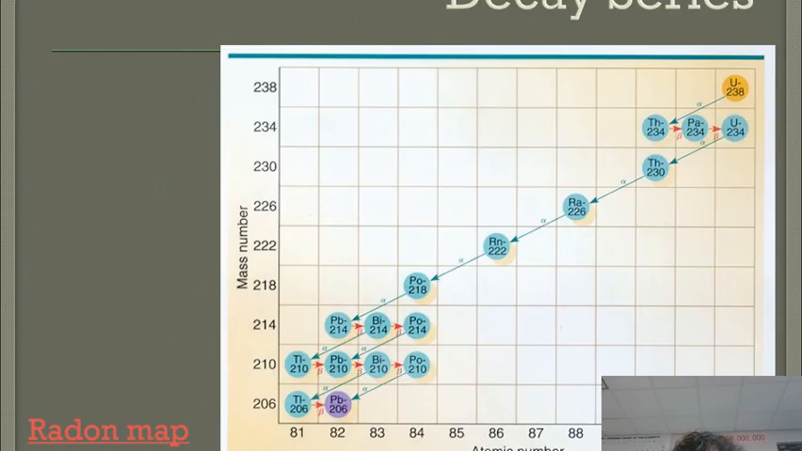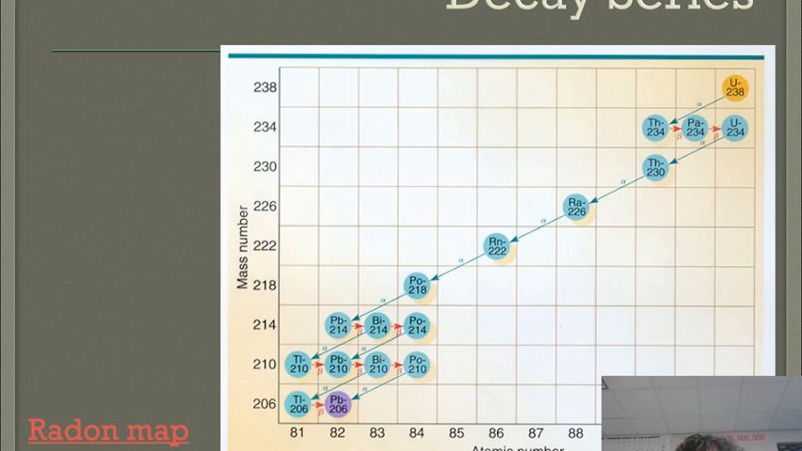A decay series is just a visual representation. You might say it's a graph that represents what happens to a particular isotope over time as it decays. Many of the isotopes that we are familiar with actually don't stop by just emitting an alpha particle or a beta particle or something like that. They actually go through a series of different steps.